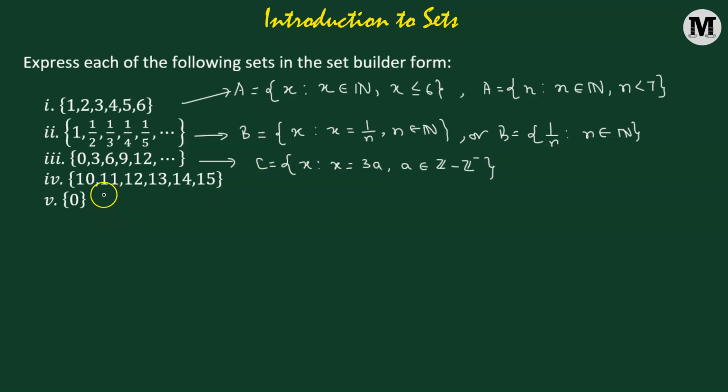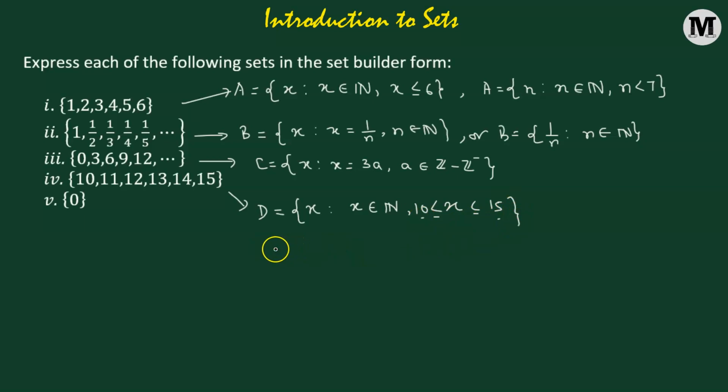Now coming to the fourth one, here we have 10, 11, 12, 13, 14 and 15. So clearly these are all positive integers, or we can say these are also natural numbers. So let's first consider them to be in the set of natural numbers. So what we'll do, D is a set containing the numbers x, such that x belongs to the set of natural numbers and x must lie between positive 10 and positive 15. So here 10 and 15 are going to be included.